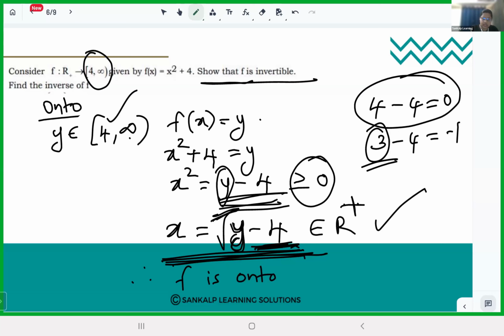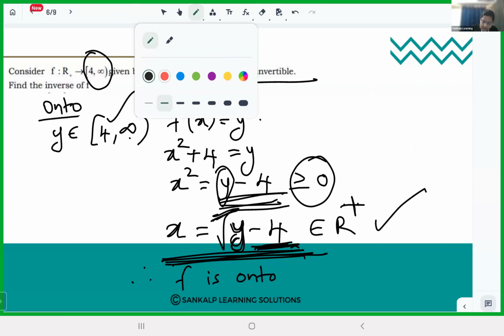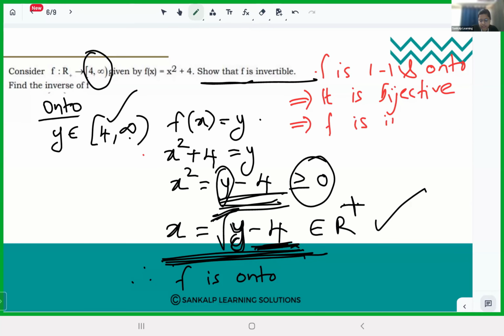Now, how will you write the inverse? Since f is 1-1 and onto, which means it is bijective. If a function is bijective, it is definitely invertible. So you have to write that also. Here, f is 1-1 and onto, which implies f is bijective. f is bijective implies f is invertible.